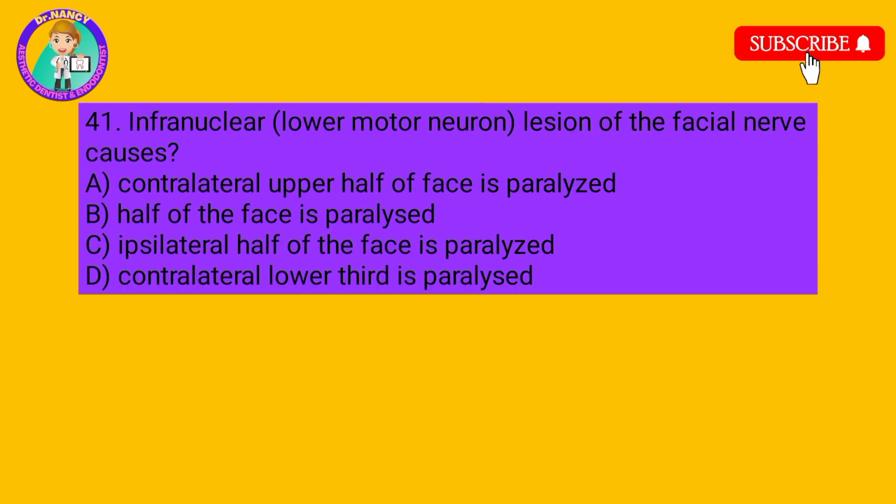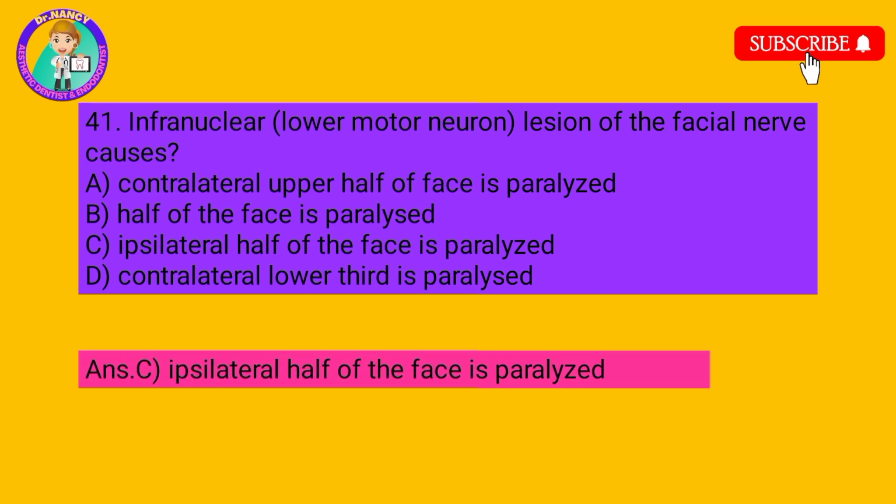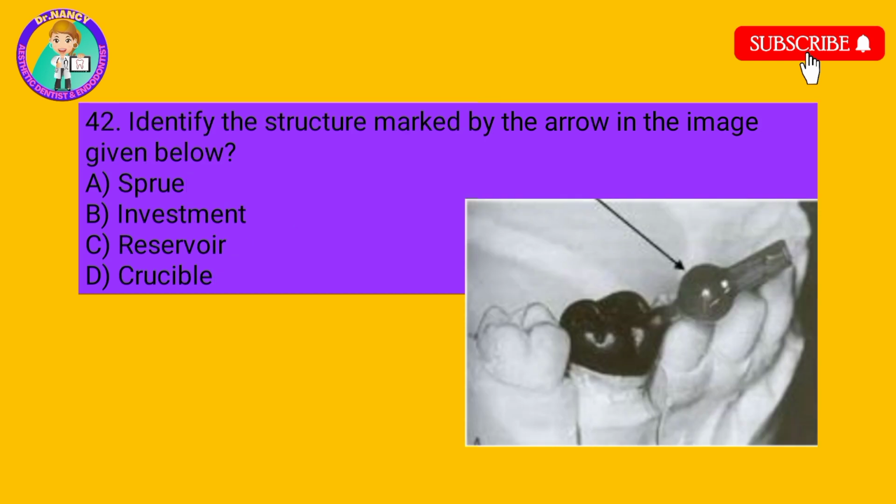Infranuclear lower motor neuron lesion of the facial nerve causes contralateral upper half of the face paralyzed, half of the face is paralyzed, ipsilateral half of the face is paralyzed, contralateral lower third is paralyzed. Answer, ipsilateral half of the face is paralyzed. Identify the structure marked by the arrow in the image given below. Sprue, investment, reservoir, crucible. Answer, reservoir.